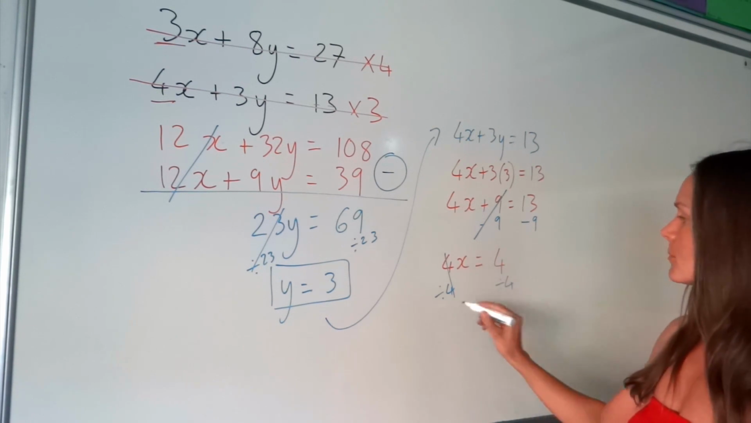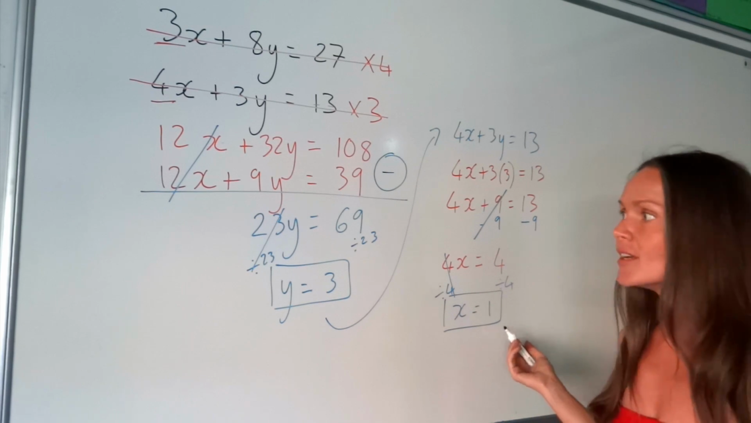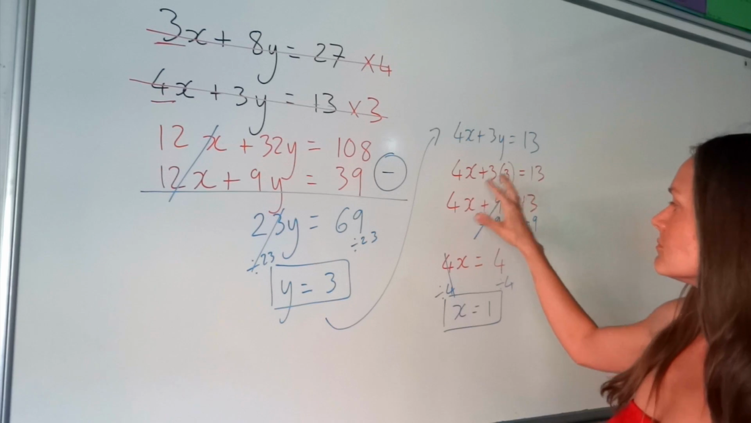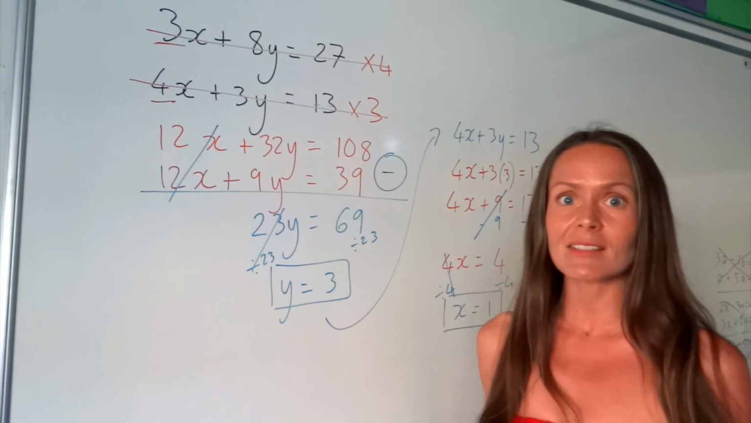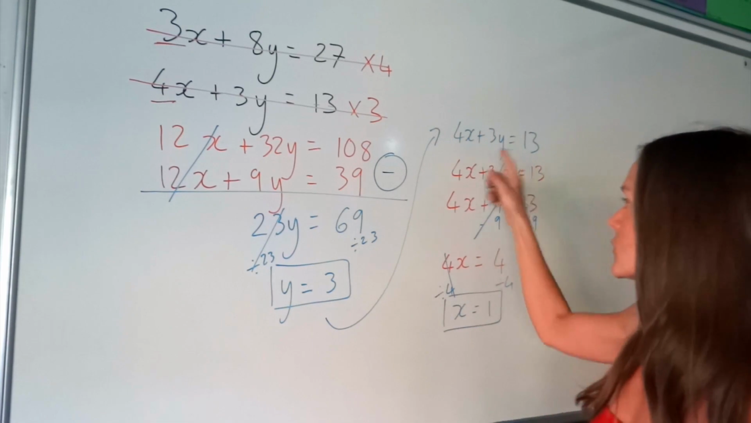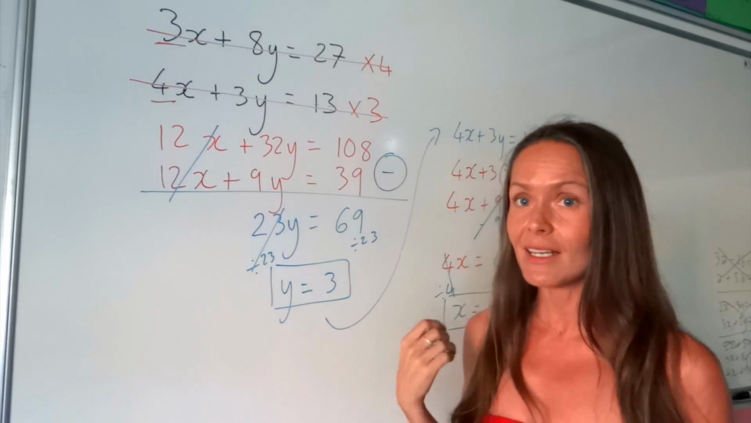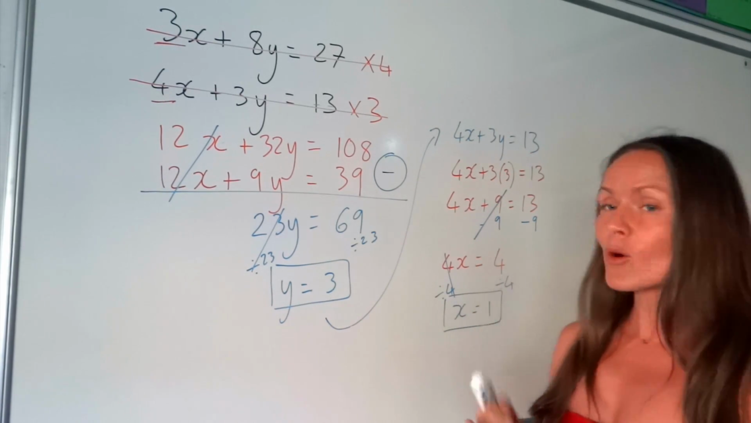So, x must be equal to 1, because 4 divided by 4 is 1. So, if you're not too good at what I'm doing here, the solving of the linear equations, you might want to practice that first if you're not very confident at solving these equations. I do have another video on solving linear equations that you might want to have a look at. I've got one more question to finish.